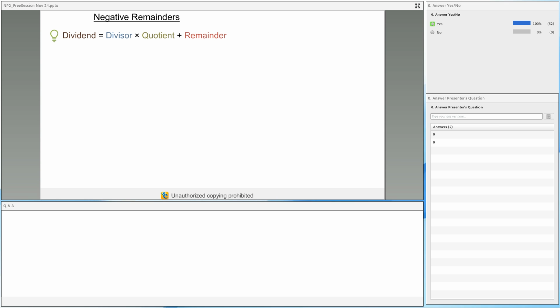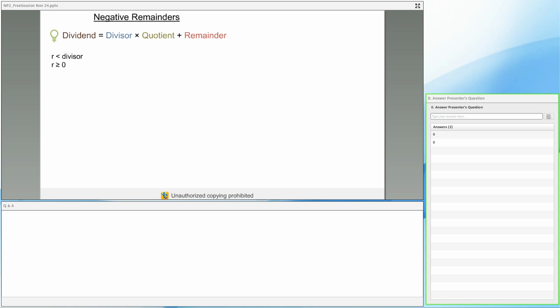But before teaching this, let me add a few disclaimers, and I will be very clear with this. In GMAT, you will never be tested on negative remainders. In GMAT, the value of the remainder is always less than the divisor and greater than or equal to 0. It's always fixed. So whenever you're solving a question in GMAT, please keep this in mind. Whatever value you get of the remainder, that should be either 0 or a positive number less than the divisor.